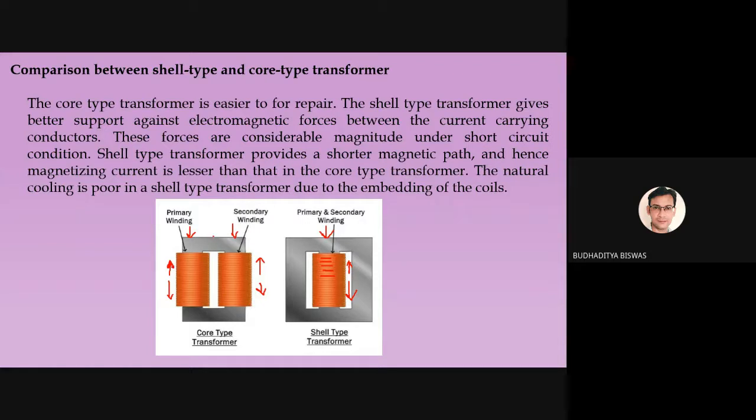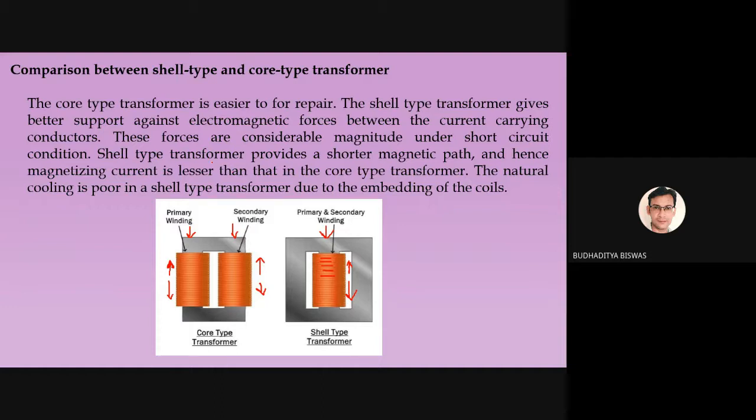Otherwise, if we use the core type transformer, we need a very strong mechanical structure to hold it. Rather, if we use the shell type transformer, the mechanical support for holding the transformer in place is less. And obviously in India, less means less cost. We are happy if something is acceptable at a very low cost, so obviously we go for this design where the cost is low. We can serve our purpose with both types of transformer, but here we need to hold the transformer in a stronger way compared to this one. Okay. So these forces are of considerable magnitude under short circuit conditions. So the shell type transformer gives better mechanical support.